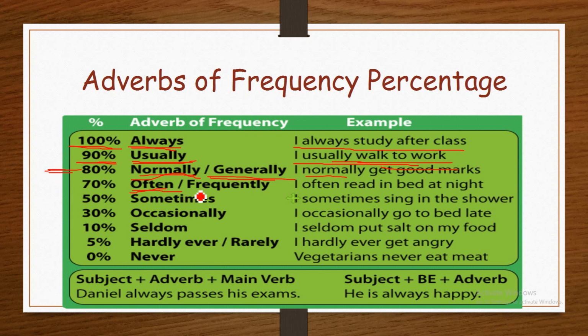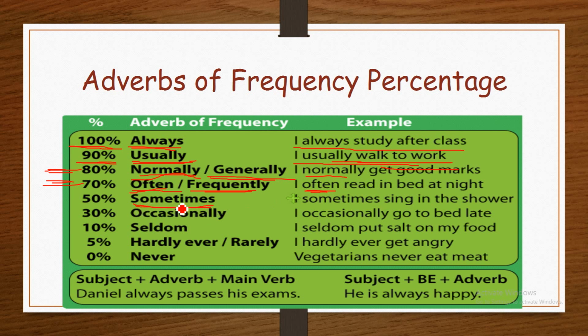Often or frequently have the same meaning, and they are 70%. For example, I often read in bed at night. It means I 70% read in bed at night.